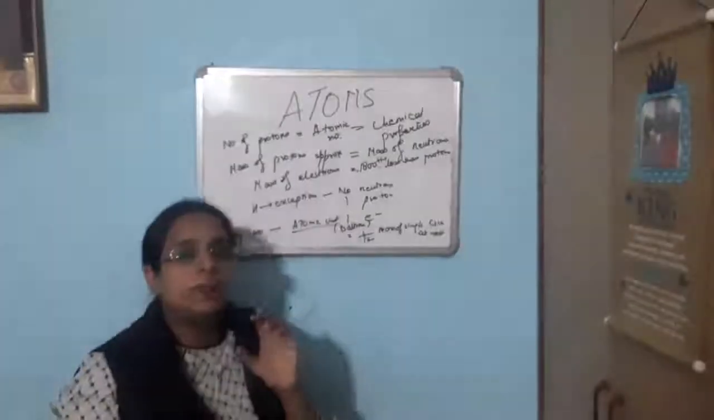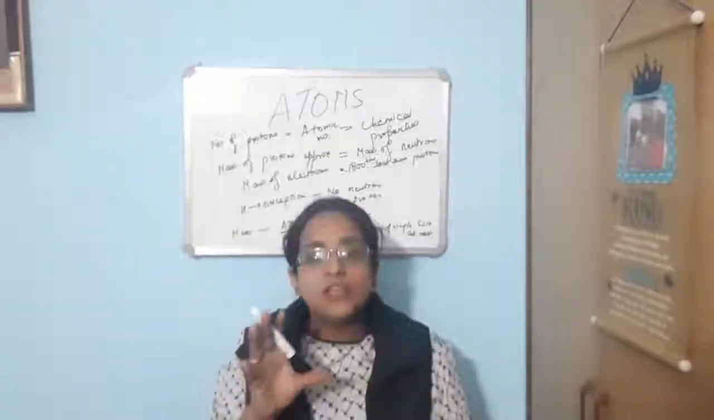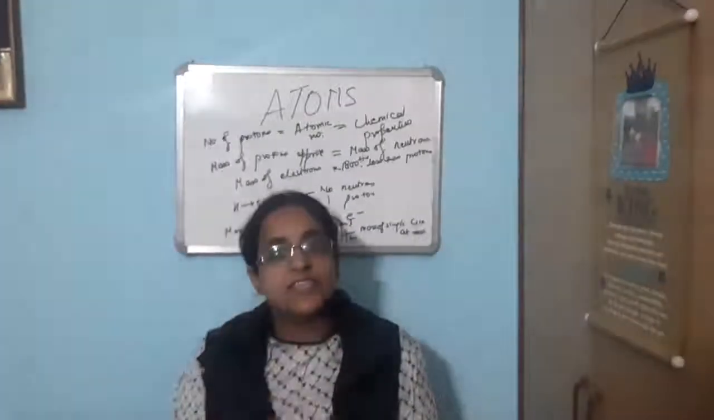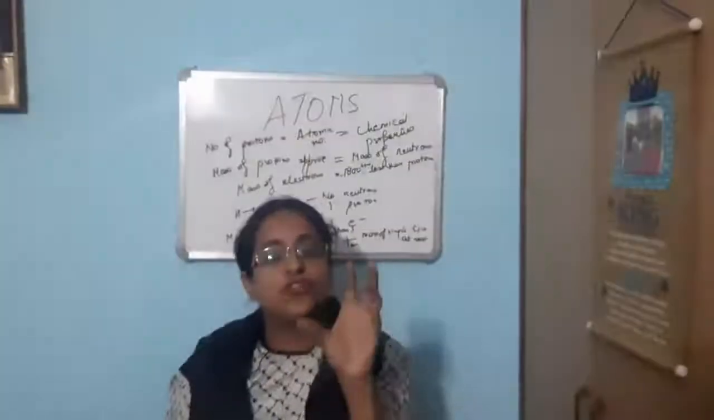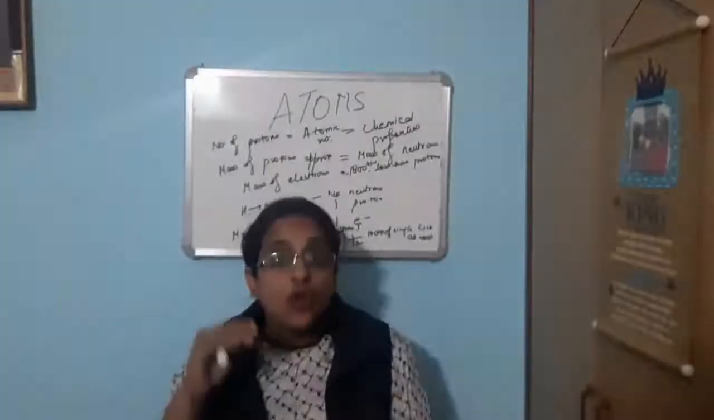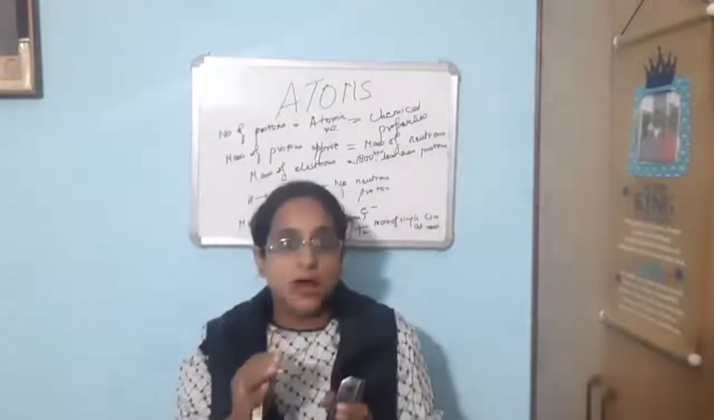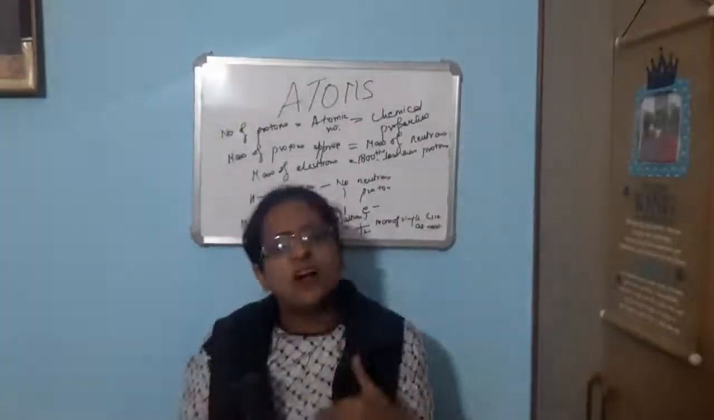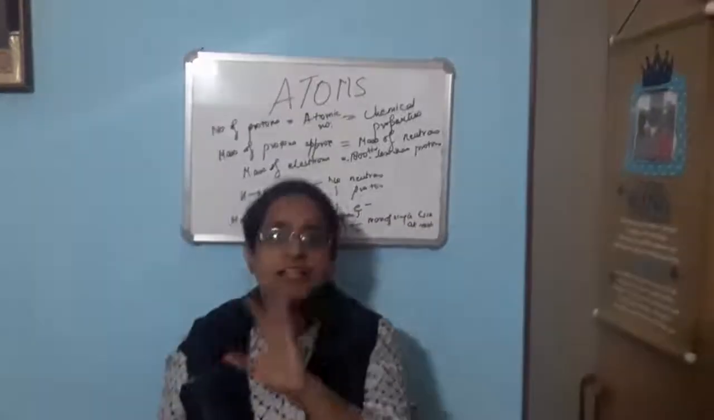Now we'll deal with the mass of the atom. The mass of the atom is mainly concentrated in the nucleus, which consists of the neutrons and the protons. This does not mean that electrons do not add to the mass. They definitely add to the mass, but their mass is quite small, so it is a negligible amount.